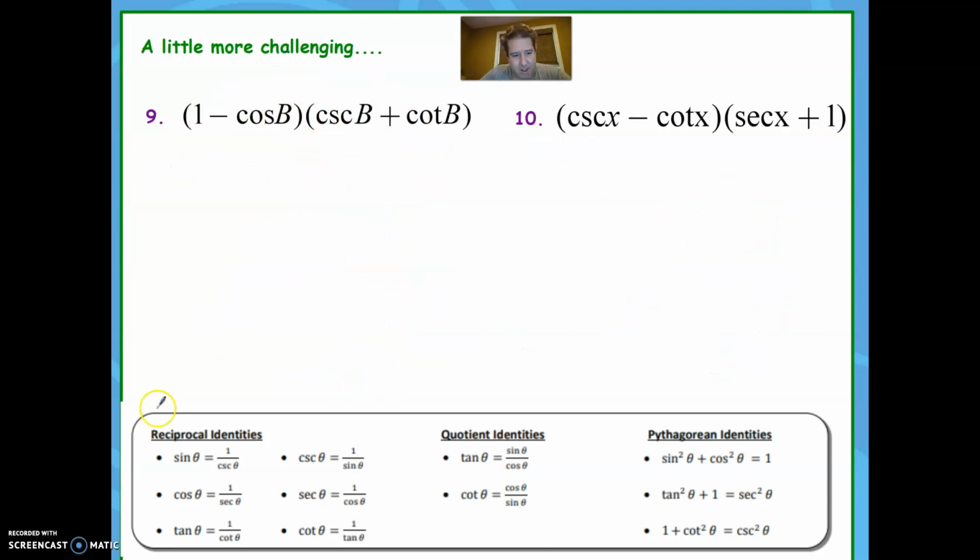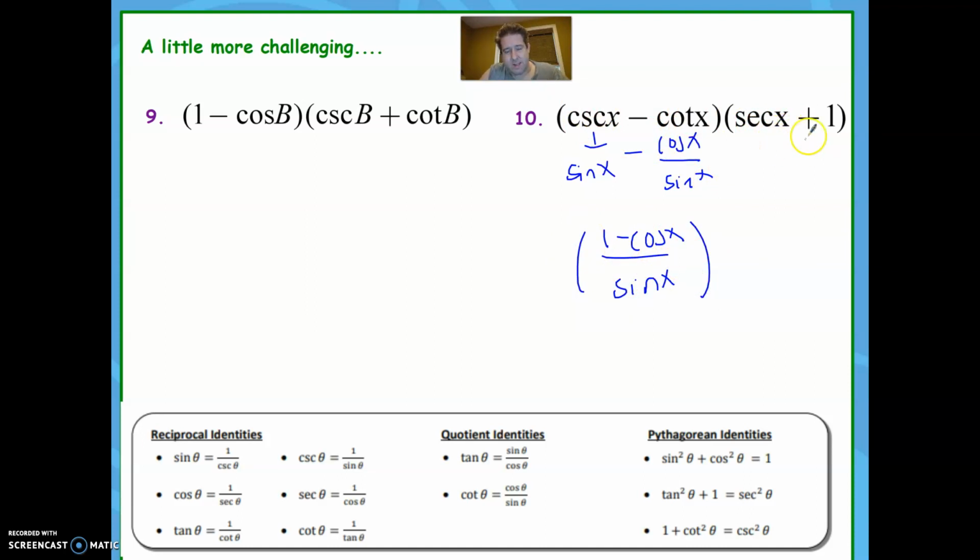That leaves me with one question left, which I want to look at first. This question actually took me some time off stream figuring out how to go about doing it. So instead of using the FOIL method, I'm going to solve this by simplifying what's inside each of the parentheses and then multiplying the two parentheses by each other. Cosecant of x is the same thing as 1 over sine of x, and cotangent of x, according to the quotient identity, is cosine of x over sine of x. So that simplifies down to, since they're both over sine of x, 1 minus cosine of x over sine of x.